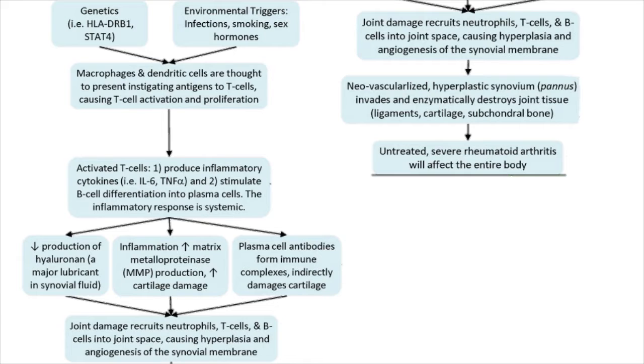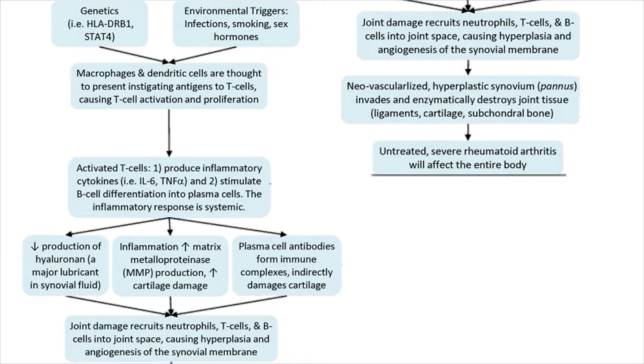This leads to decreased production of hyaluronan, which is a major lubricant in synovial fluid, inflammation, increase in matrix metalloproteinase production, and increased cartilage damage. Plasma cell antibodies form immune complexes, which indirectly damage the cartilage. This leads to joint damage that recruits neutrophils, T cells, and B cells into the joint space, causing hyperplasia and angiogenesis of the synovial membrane.